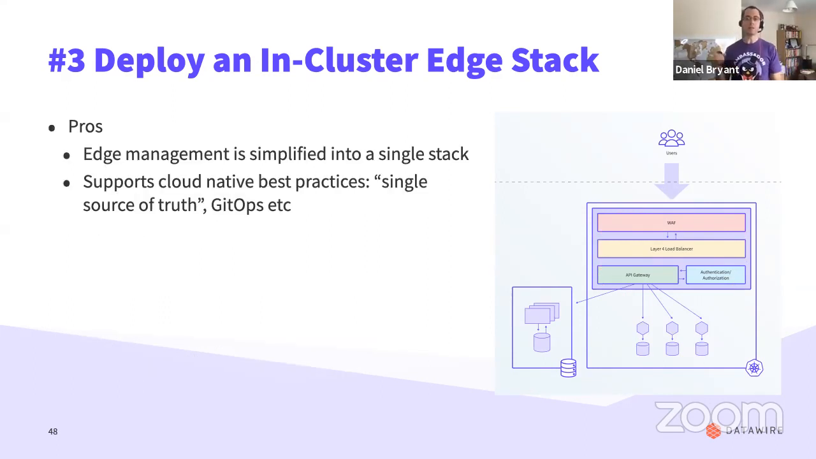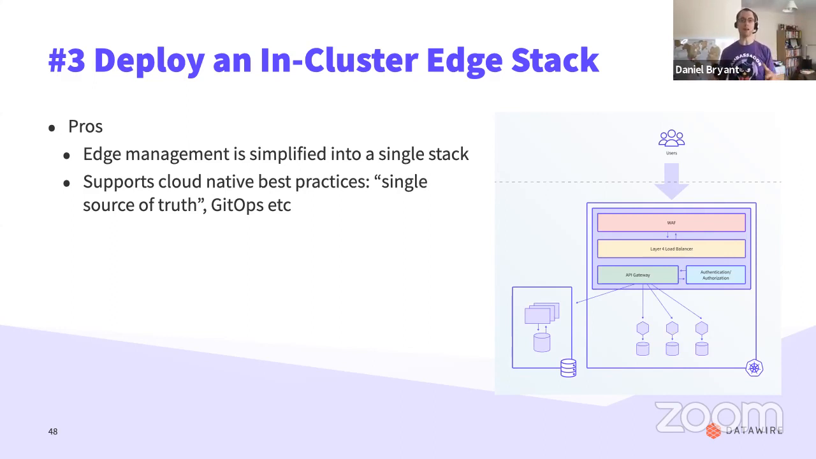So the pros, edge management is simplified into a single stack. There's no more worrying about the existing API gateway and these things, but this is kind of an idealized world. If you're greenfield, big tick here. If you're brownfield, clearly you're going to have other things there. But if you are starting as a greenfield thing, going all in on Kubernetes rather than having a load balancer or API gateway sitting outside, I would recommend going all in on the Kubernetes approach.